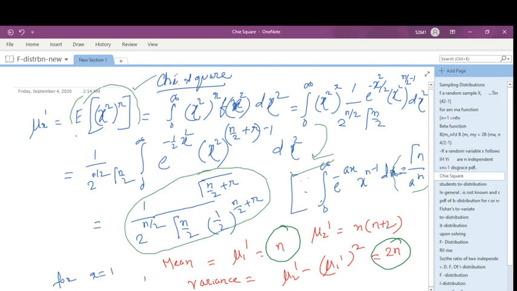And we have seen in the past videos also that if you put r is equal to 1, that is the first moment about the origin, it is called the mean. So the mean comes to be n, and the second moment comes to n into n plus 2. The variance, as we know, is the second moment about the origin minus the first moment about the origin square. So it comes to be 2n. So basically what we need to know is the mean of a chi-square distribution is n and the variance is 2n, where n signifies the degree of freedom. So this is what I wanted to show you. Okay.